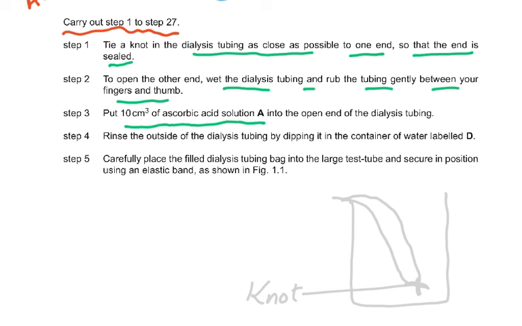So this will be the open end. If you look at this diagram which I'm showing you, this is the tube, this is the open end, and in here you put in 10 cm³. So this is going to be filled up with 10 cm³ of ascorbic acid solution A into the open end of the dialysis tubing. So you take a syringe, pick up the solution with the syringe, and put this solution in it.